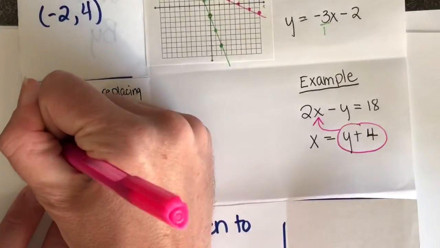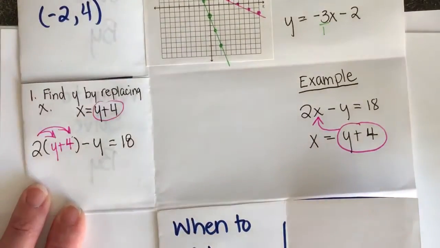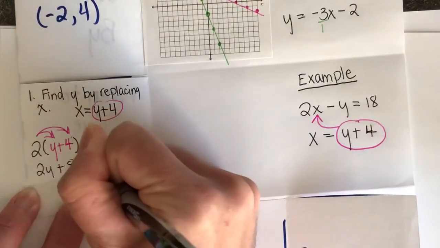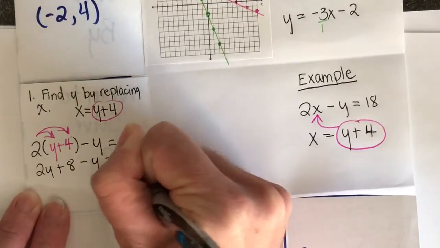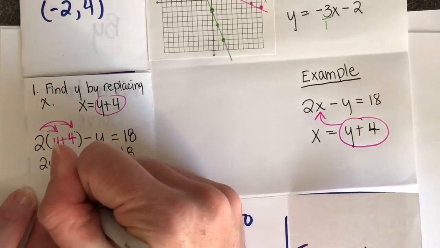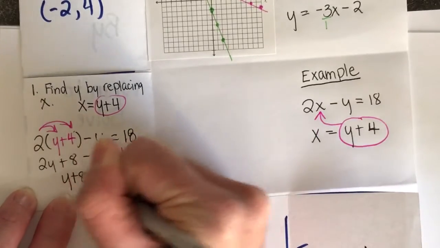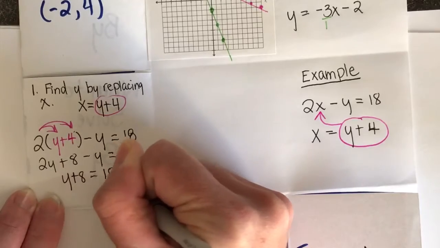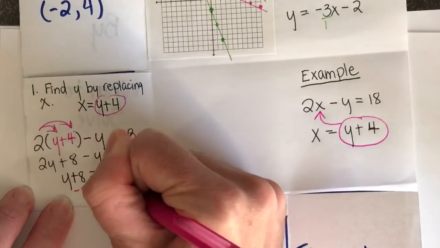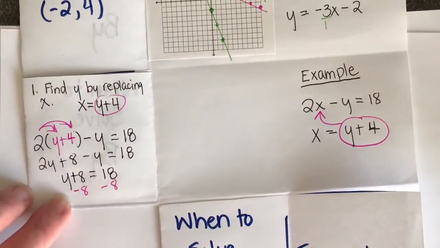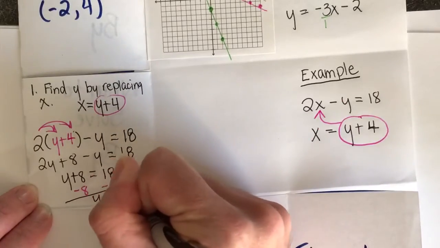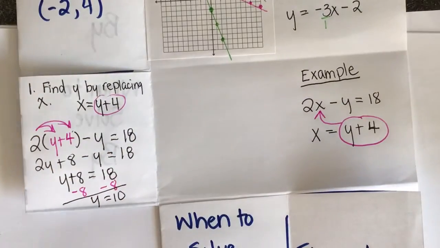So distribute. I have 2y plus 8 minus y equals 18. Combine like terms, 2y and negative y combine to make y. So y plus 8 is equal to 18. Then subtract 8 from 18, and y is equal to 10. Okay, so we're halfway done.